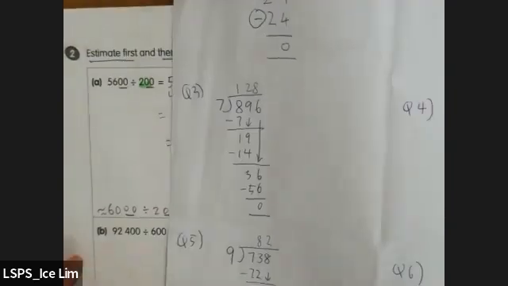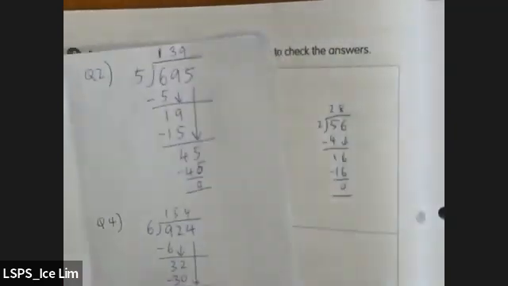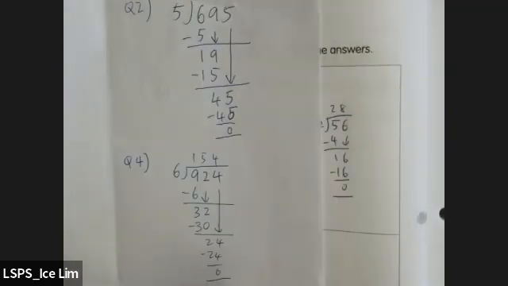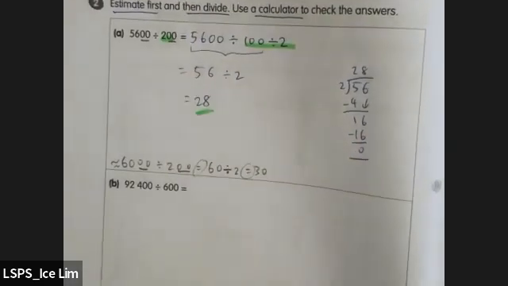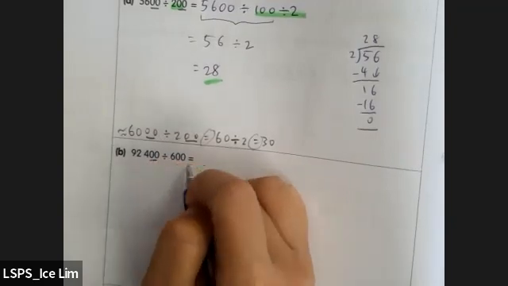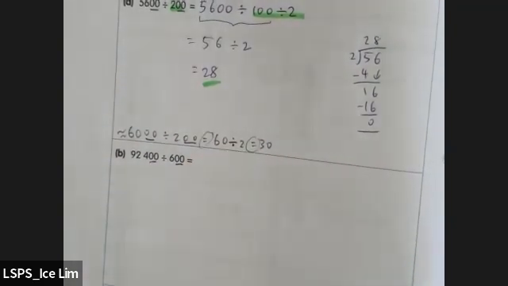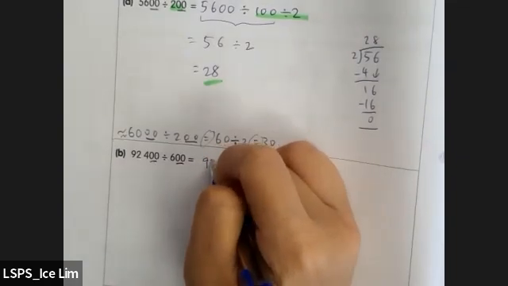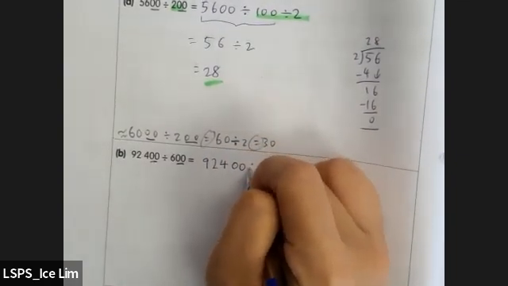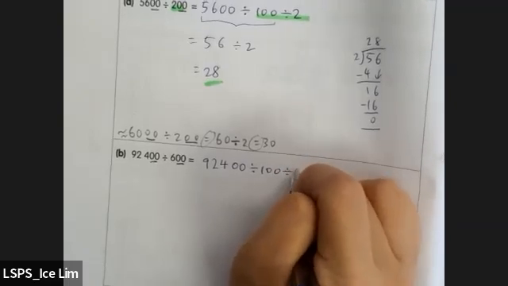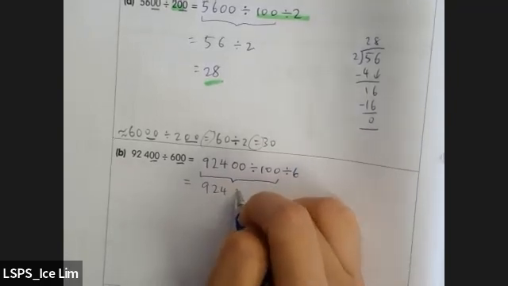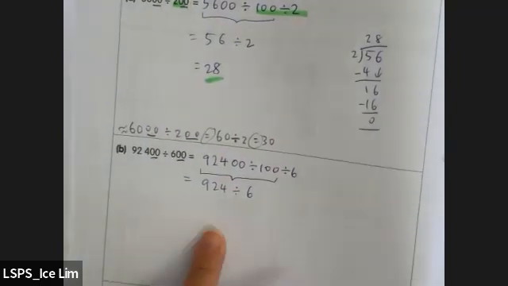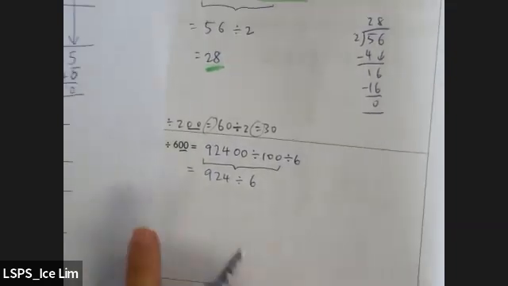Look, I already have 924 divided by 6 here. But be careful, do not copy exactly. Maybe it's wrong, so we better check first, because the number of zeros might not tally. Okay, match or not? Match.